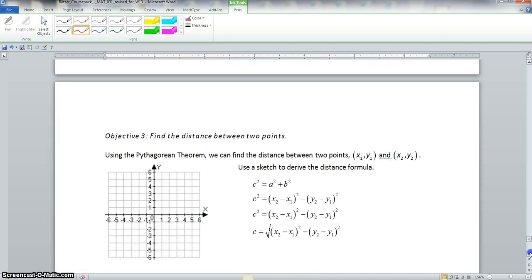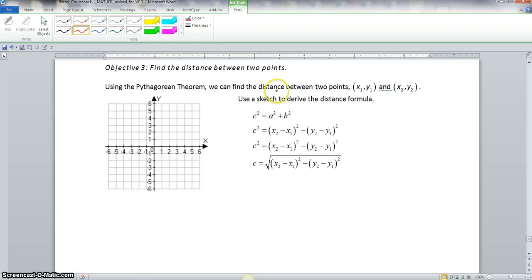Okay, now objective 3. Now it says find the distance between 2 points. Using the Pythagorean theorem, we can find the distance between 2 points, x1, y1, and x2, y2. Use a sketch to derive the distance formula. I took the liberty of putting this here for you.